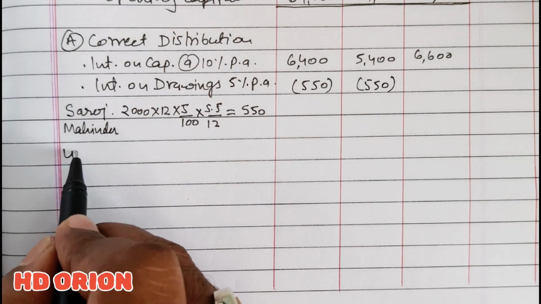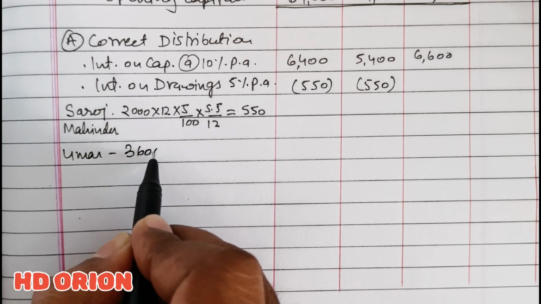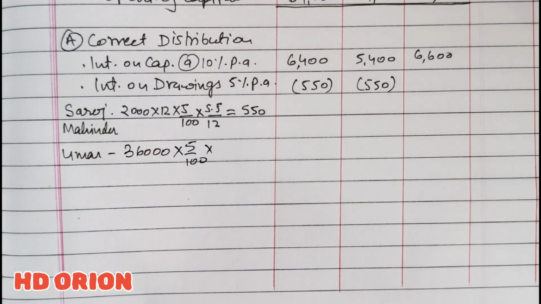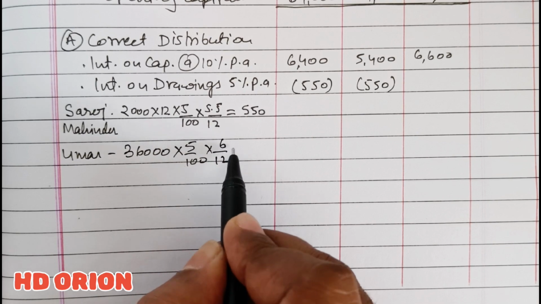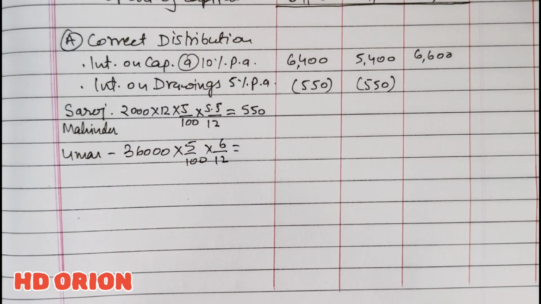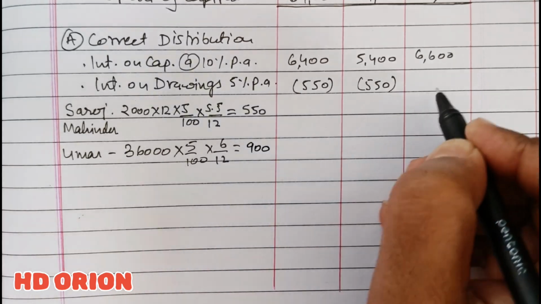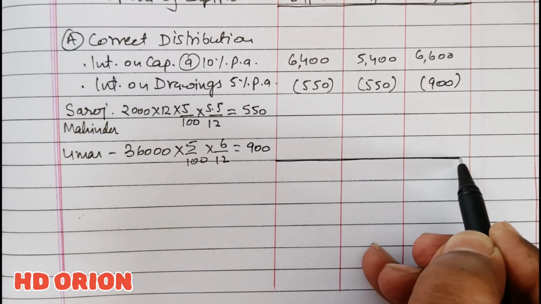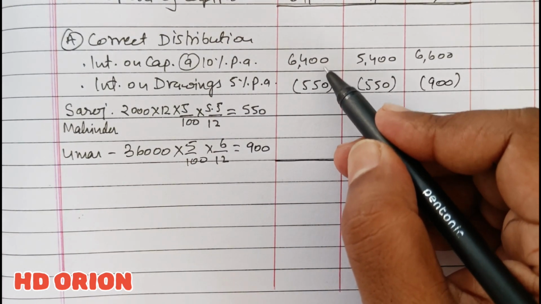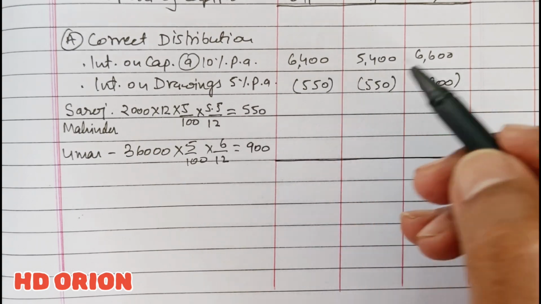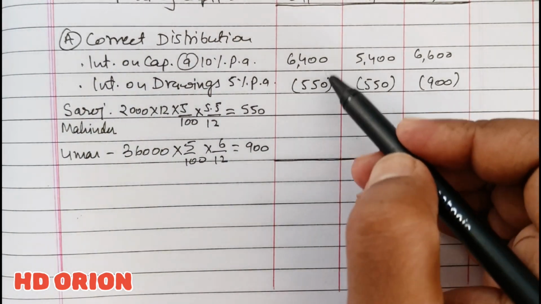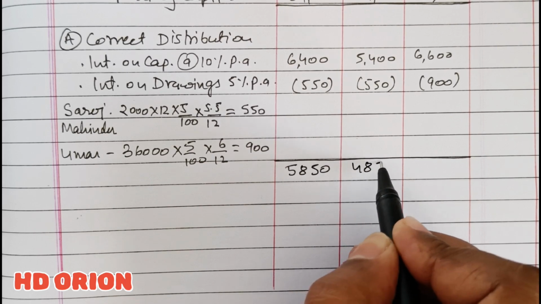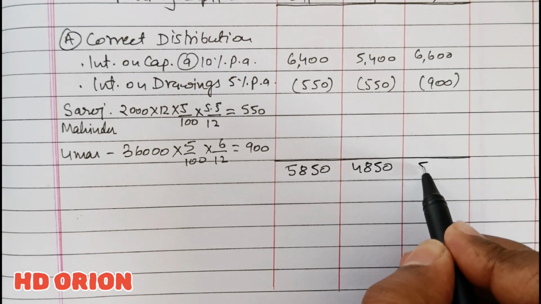For Umar we will calculate. Umar has withdrawn rupees 36,000 and 5%, but date of drawings is not given. As a result, we have to charge for 6 months. So here the interest is rupees 900. Now we will subtract this to compare because these are reverse in nature and therefore they will cancel each other. So you get the amount 5850 and then 4850 and here you get 5700.